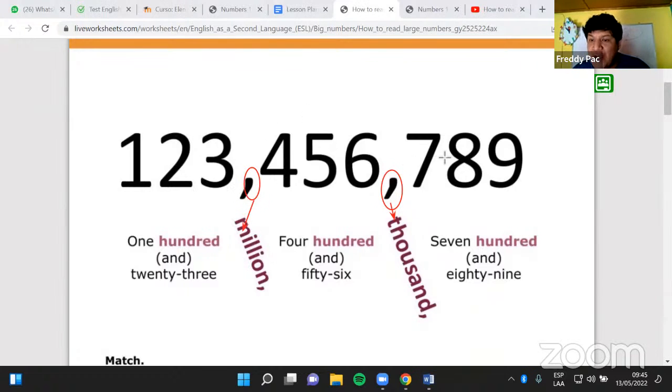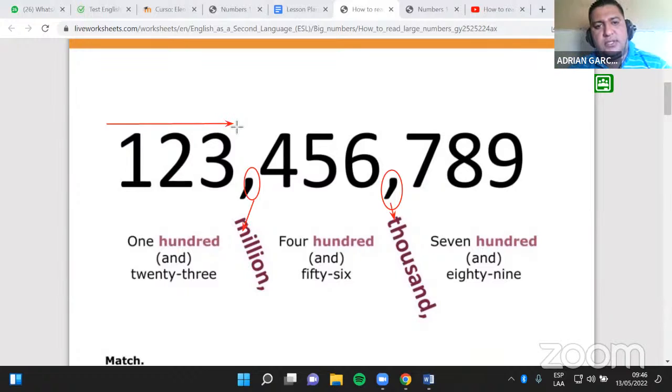And for the quantities, guys, it is the way we were doing it. For example, what is this quantity? Only these 3 numbers. 123. Okay, so now we say 123 million. And then what is this quantity? 456 thousand. And then 789. Very good.